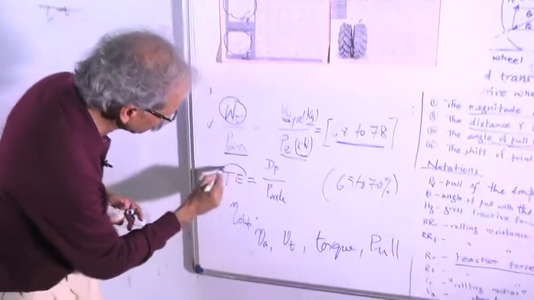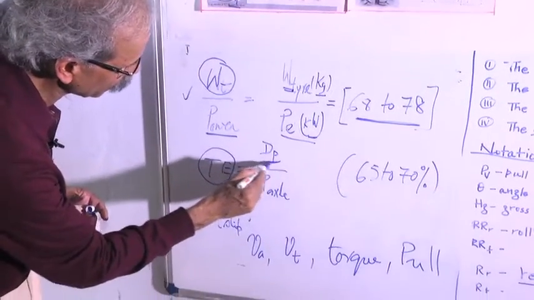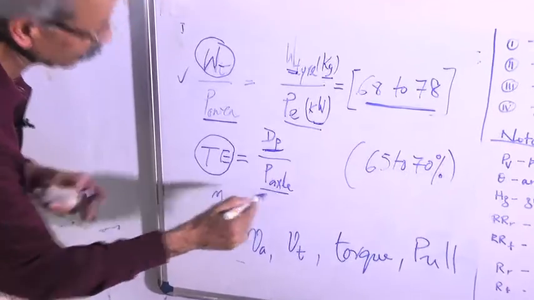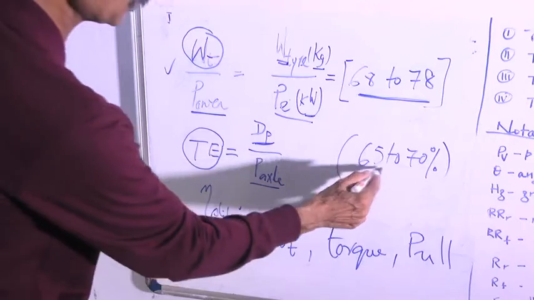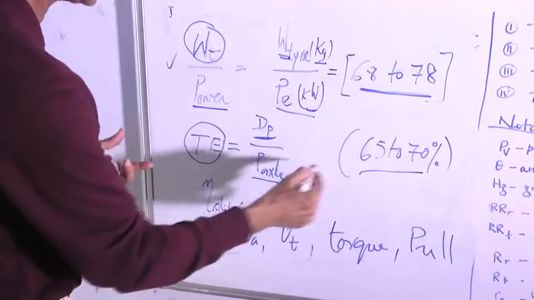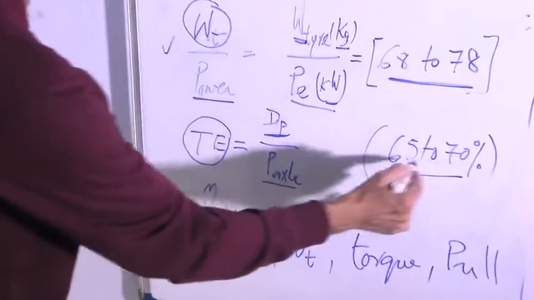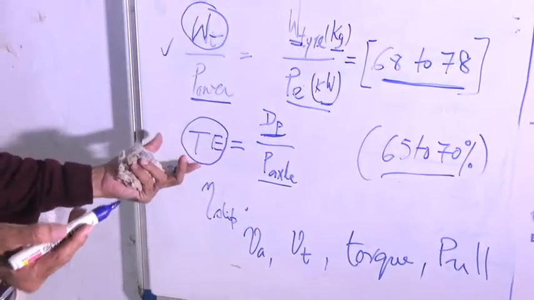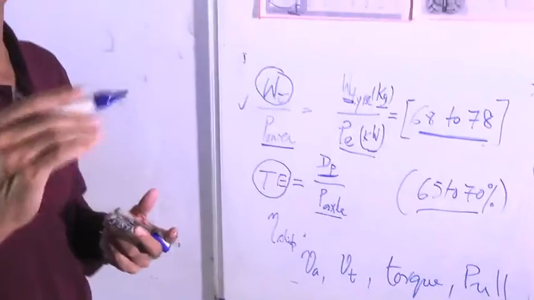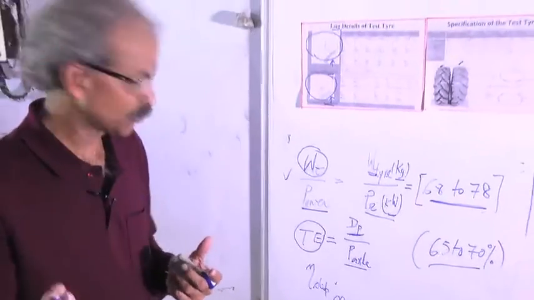So, tractive efficiency is given as drawbar power by axle power, P axle. Axle means the tractor's axle power. Now, this value varies between 65 to 70%. We need to look into it: if the value of tractive efficiency comes somewhere here, we may say that yes, the tractor tire is in a position to be fitted to a given tractor size, that means the horsepower of that.